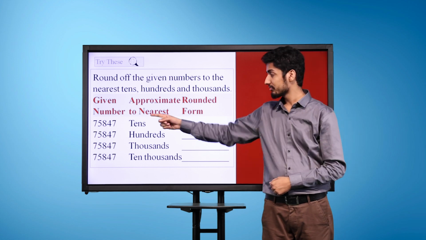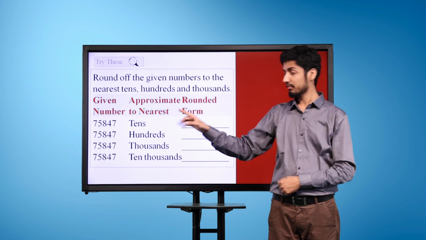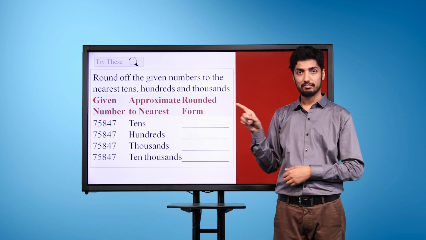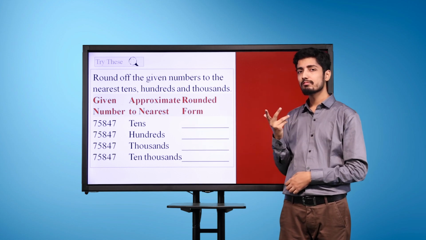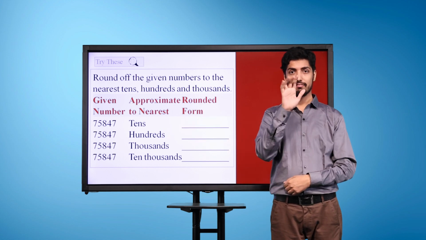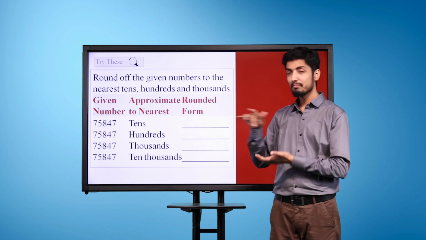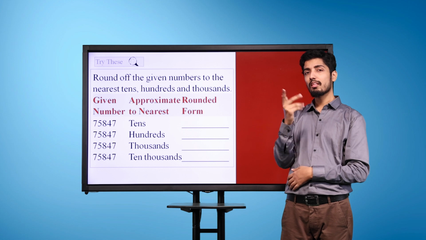Given number 75847. Approximate to nearest tens. Rounded form dash. Given number 75847. Approximate to nearest hundreds. Rounded form dash.